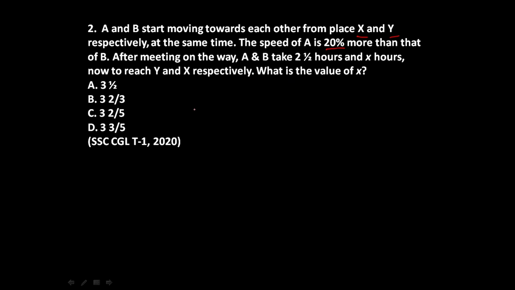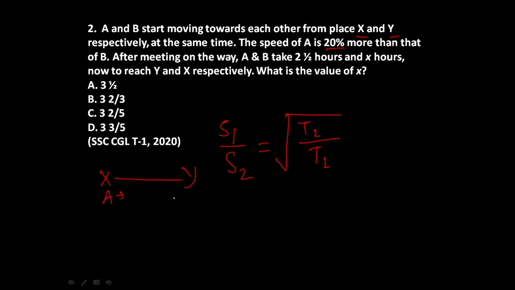We have a formula like S1 where there are two speeds and two times, and both are meeting after some time and then reach the spot. We have this formula, right? Fine. So two places X and Y, right? And A is moving towards B, where B is moving towards A.